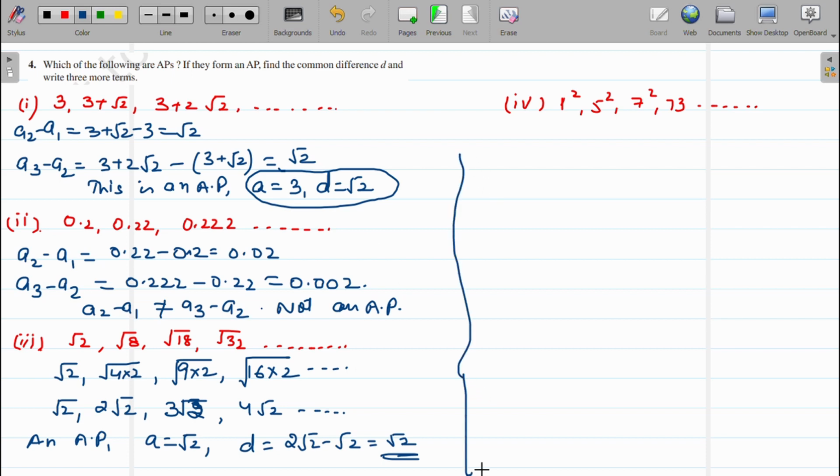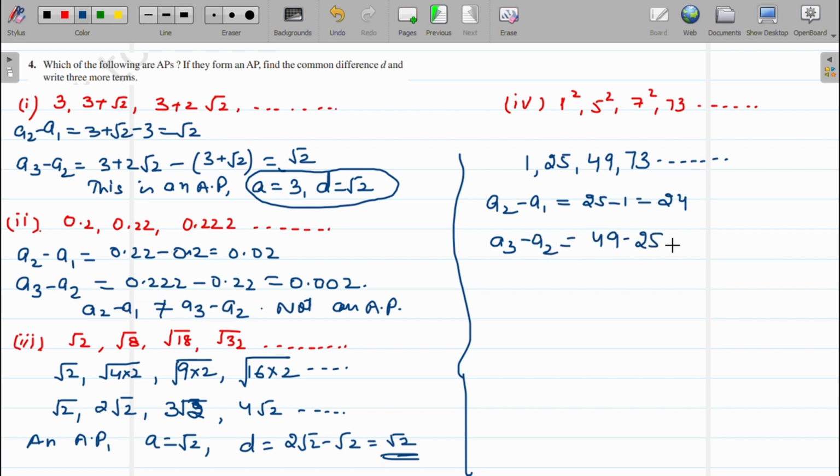And for this one now, here we don't know the exact terms. So before reaching any conclusion, just find out the squares and write them exactly. This is 1. 5 square is 25. 7 square is 49. 73 and so on. So now A2 minus A1 is 25 minus 1, 24. A3 minus A2 is equal to 49 minus 25, equal to 24 again. So it is an AP.